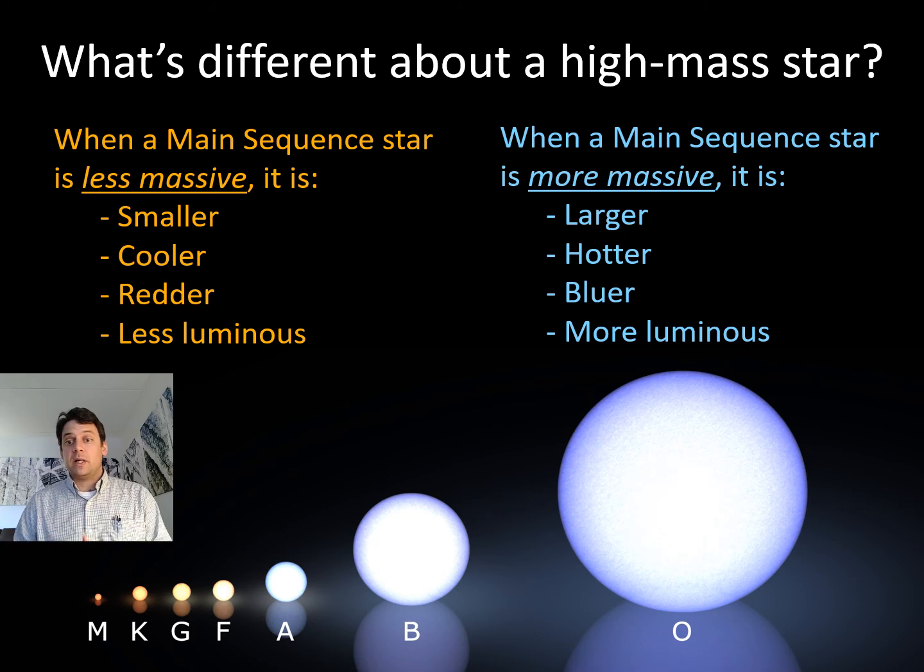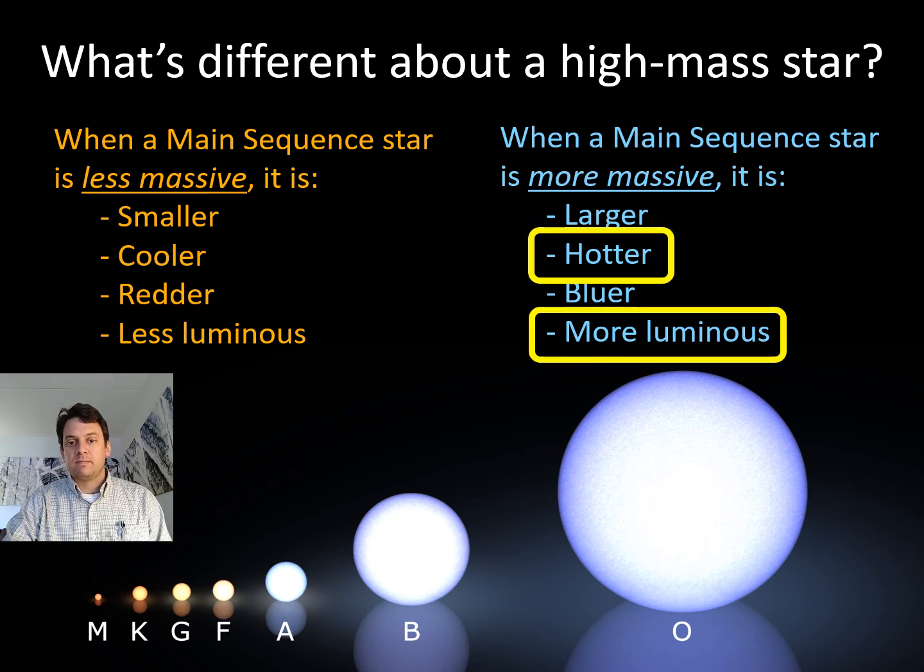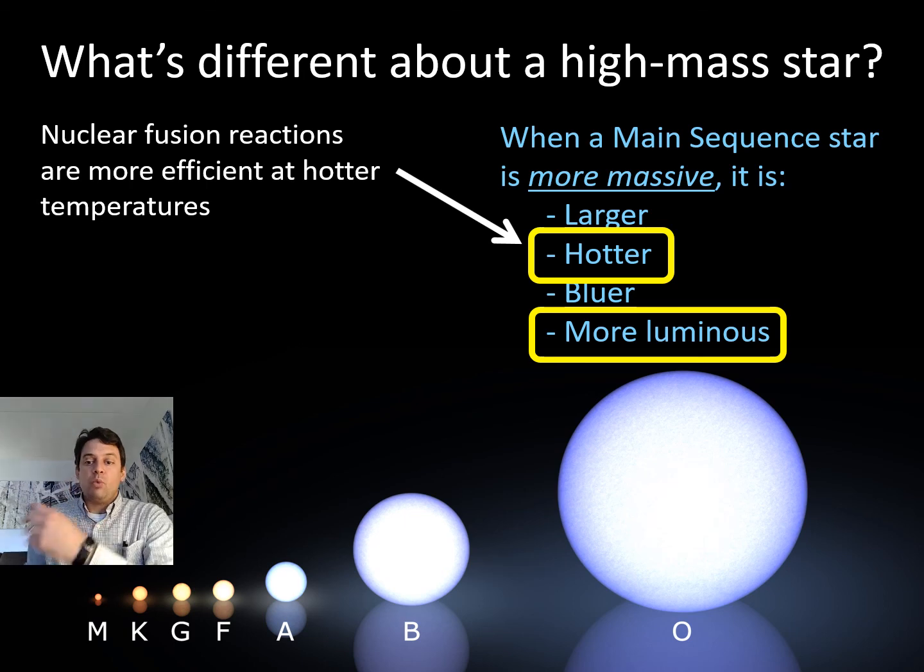Okay. On the flip side, when you have a high mass star on the main sequence, it's going to be bigger, it's going to be hotter, it's going to be bluer, and it's going to be more luminous, right? So we got the 97% of the boring stuff out of the way, and now we're finally focusing on this 3%, these large, hot, blue, and luminous stars. And one reason that this hotter is important, other than just to say, oh, look, it's hotter, is that, as I've mentioned a few times throughout the course, nuclear reactions, fusion reactions in particular, are more efficient at hotter temperatures, so they occur more quickly.